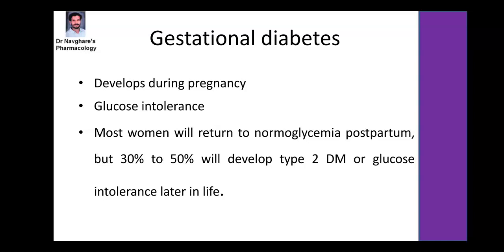Gestational diabetes. This type of diabetes develops during pregnancy, and as pregnancy or delivery takes place, the diabetic symptoms are reduced. This develops because of glucose intolerance. Most women will return to normoglycemia postpartum, but 30 to 50% will develop type 2 diabetes mellitus or glucose intolerance in later life.